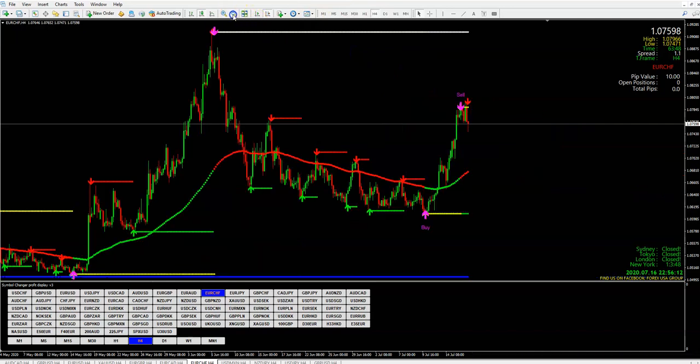Let me make it a little bit small so you can see it. Look at the benefit here. See, signal come in. Look at here, real time. Euro CHF, real time. Market is selling. Look at that. It came in. Look, the magic arrow came in.